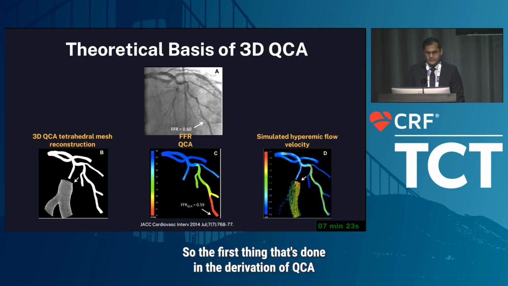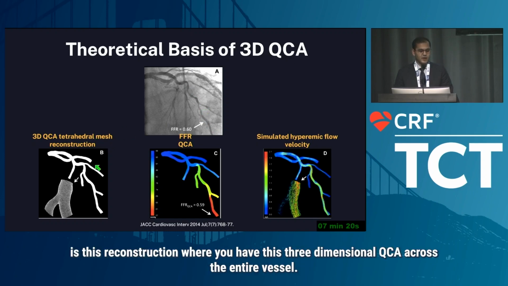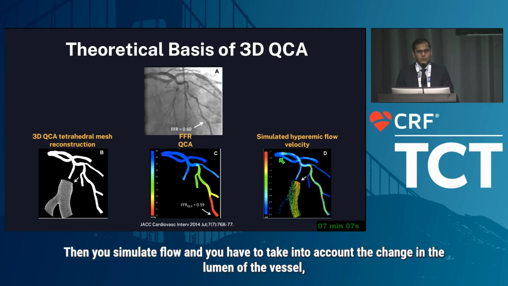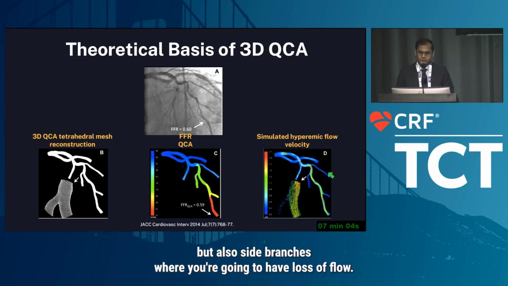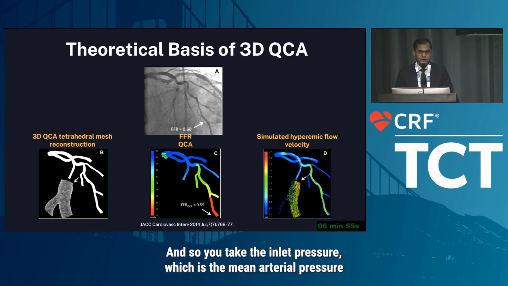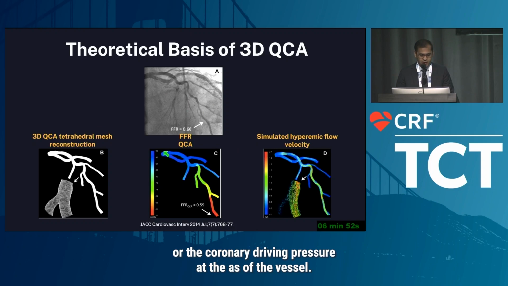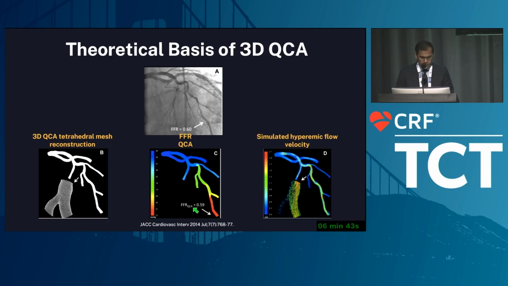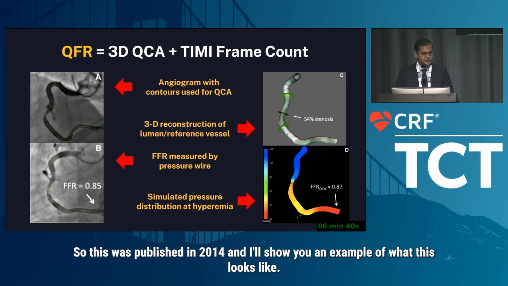and then how it is affected by changes in flow. The first thing done in the derivation of QCA is a three-dimensional reconstruction across the entire vessel, so you can model the diameter stenosis with very high fidelity. Then you simulate flow, taking into account the change in the lumen of the vessel and also side branches, where you have loss of flow. Once you take both into account, you can derive the pressure drop. You take the inlet pressure, which is the mean arterial pressure or coronary driving pressure at the ostium of the vessel, and derive the distal pressure using computational fluid dynamics to come up with this FFR QCA. This was published in 2014.